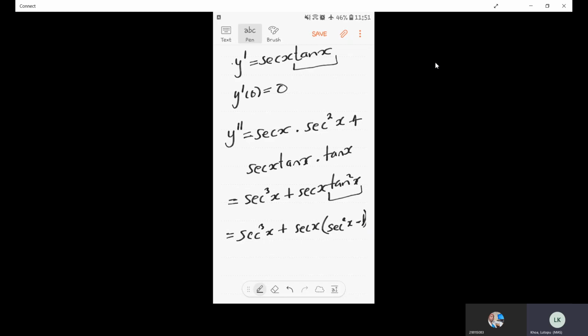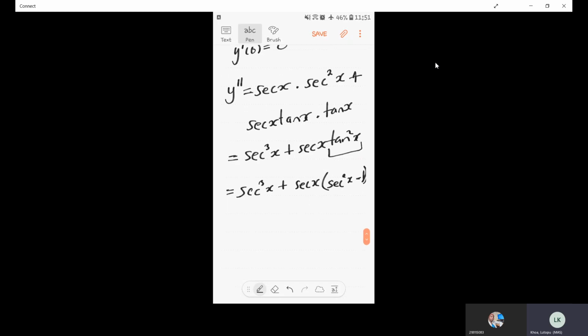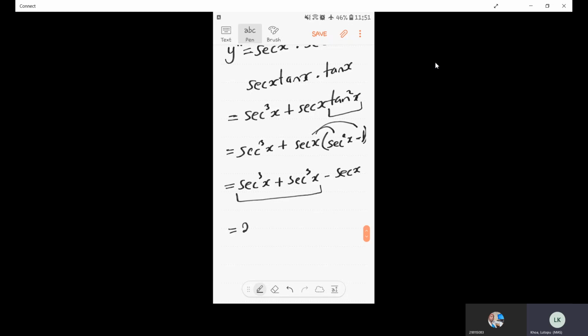Okay, so that's what we have. Then we can multiply out, and what we have is sec cubed x plus sec cubed x minus sec x. You can see that these two can combine. This is 2 sec cubed x minus sec x. All right, then we substitute 0 into that formula.